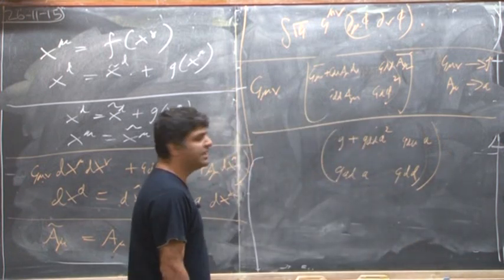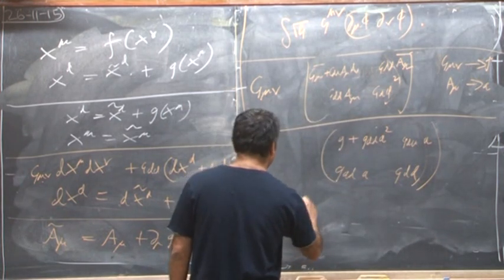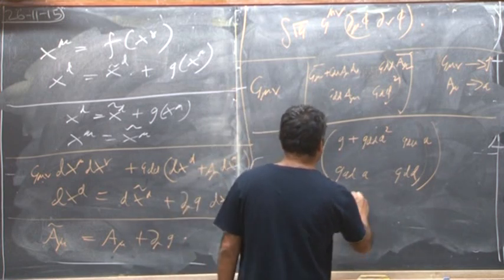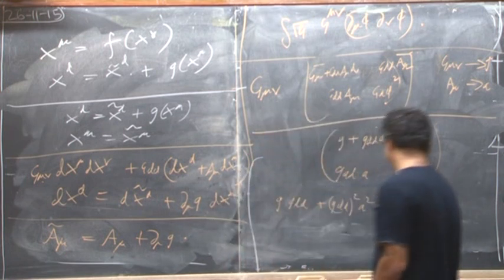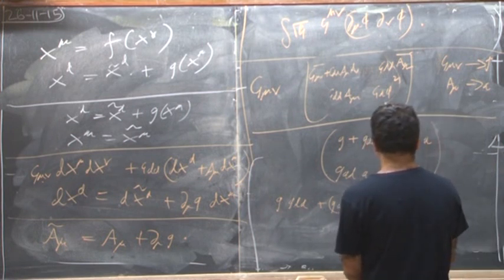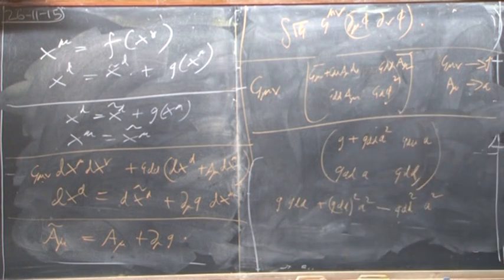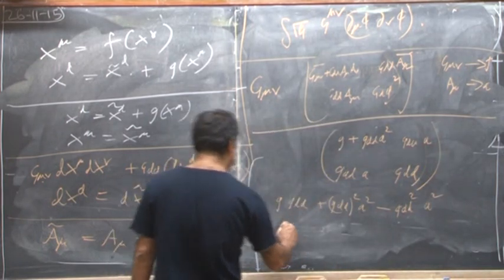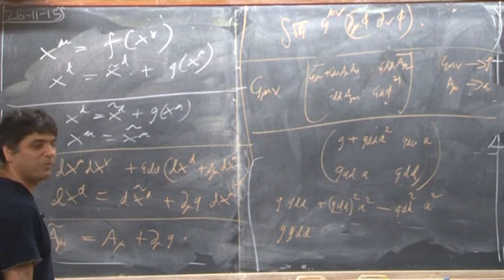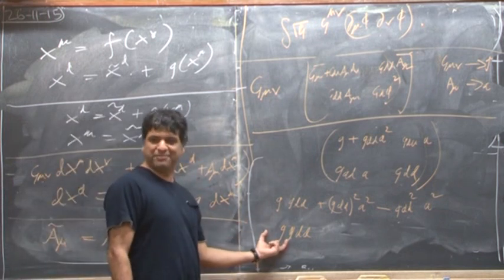Okay? Now first the determinant. What's the determinant? Well, the determinant is G times G_DD plus G_DD squared A squared, minus G_DD squared A squared. Okay? So this is just G times G_DD. So what is the natural generalization of this if G was a full metric?